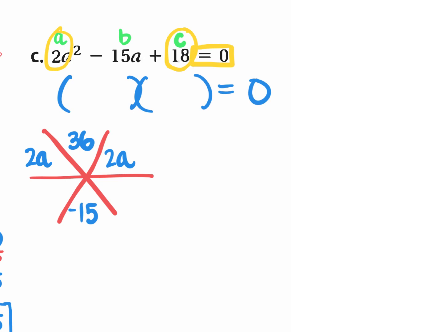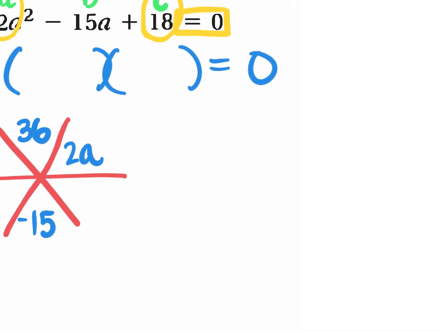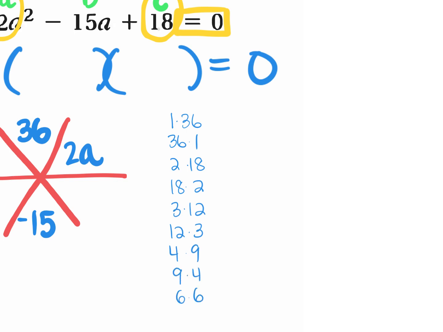Okay, now we need to go through what are our choices for 36. So is it going to be 1 and 36 or 36 and 1? 2 and 18 or 18 and 2? 3 and 12 or 12 and 3? 4 and 9 or 9 and 4? Or 6 and 6? There are a lot of options for 36. None of those are going to make negative 15. So then I need to try with some negative numbers. So what if I make them all the parts to be negative?